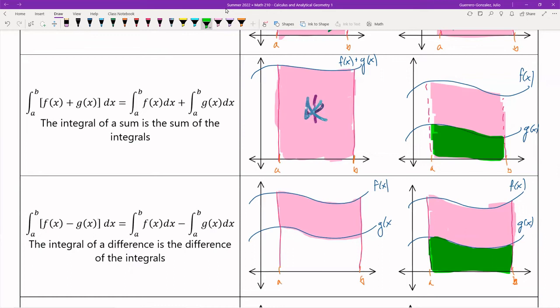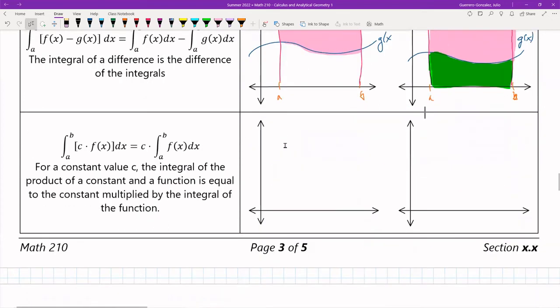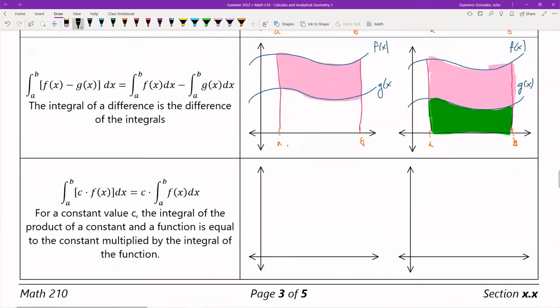That's simple. You see that? Okay, like I said, think of these as areas, right? Suppose you had a c times f of x. So let's say this is my c times f of x, right?